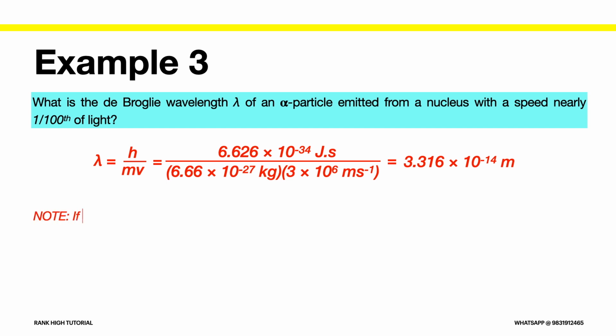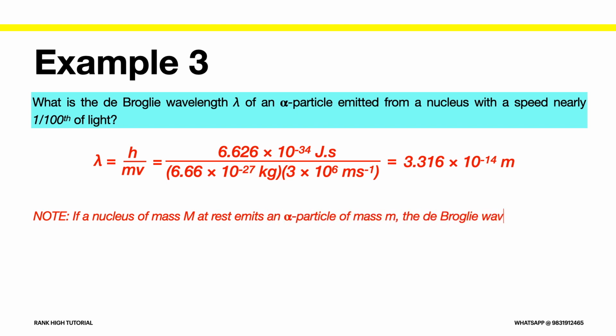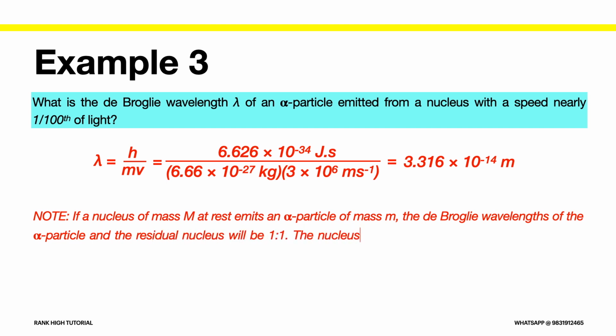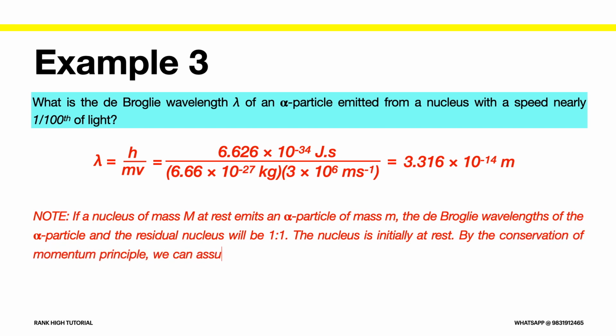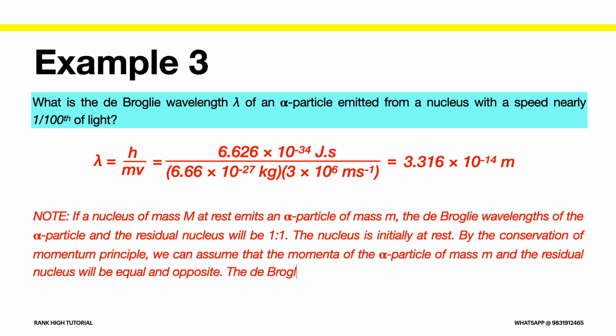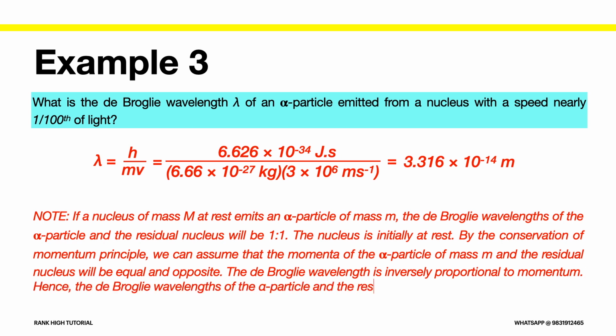Here one point to be noted is that if a nucleus of mass capital M at rest emits an alpha particle of mass small m, the de Broglie wavelengths of the alpha particle and the residual nucleus will be in the ratio of 1:1. The nucleus is initially at rest. By the conservation of momentum, we can assume that the momenta of the alpha particle of mass small m and the residual nucleus will be equal and opposite. The de Broglie wavelength is inversely proportional to momentum. Hence, the de Broglie wavelengths of the alpha particle and the residual nucleus will be in the ratio 1:1.